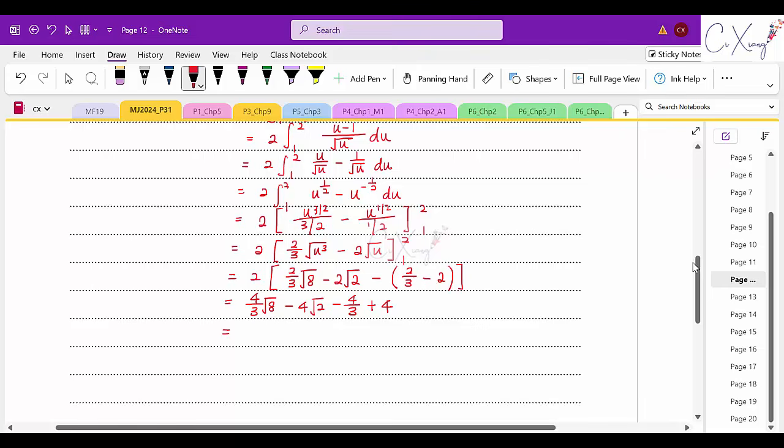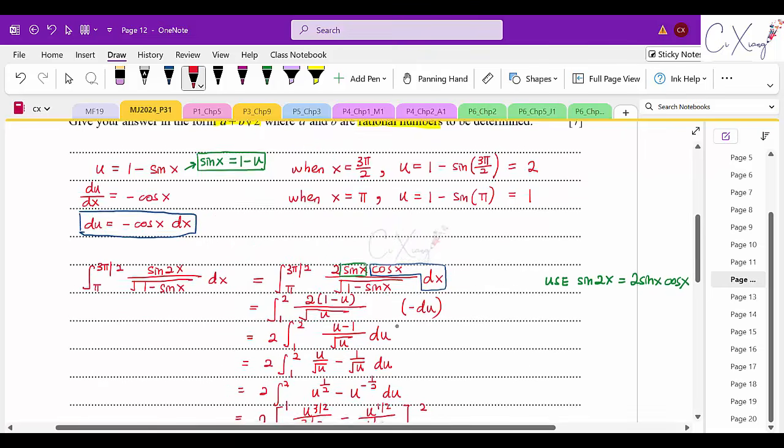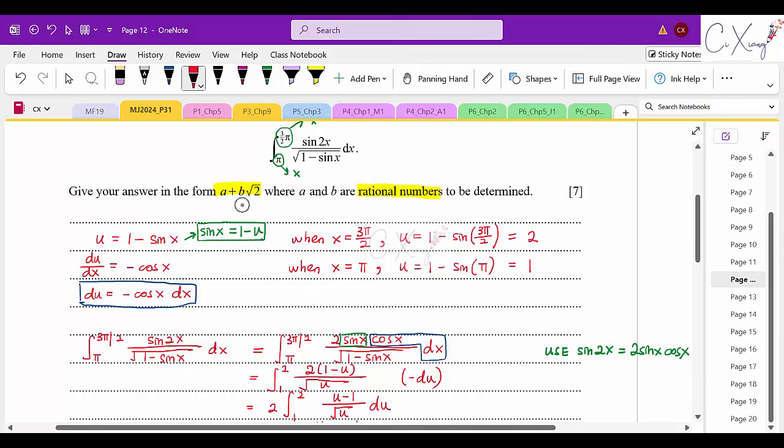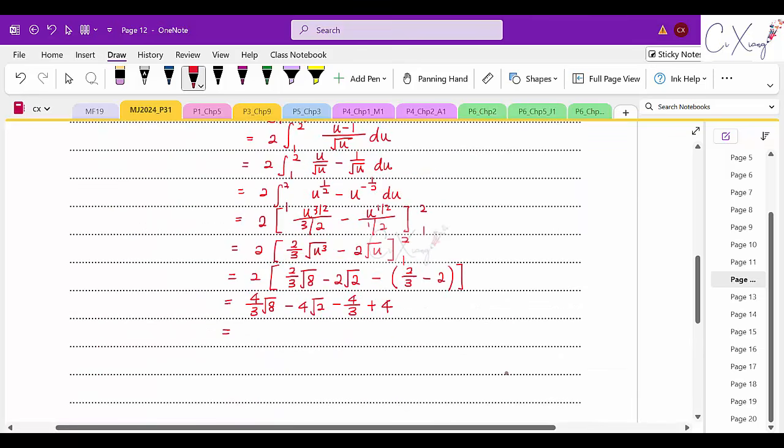Okay, then in this question, my final answer should be in this form, a plus b root 2. So to get a plus b root 2, I need to change the root 8 into root 2. Right? So 8 means 4 times 2, so you'll be having 2 root 2 for the square root 8. Okay, so minus 4 root 2. And then for this particular part, you just simplify the value. If you simplify the value correctly, by right, it should be 8 over 3.